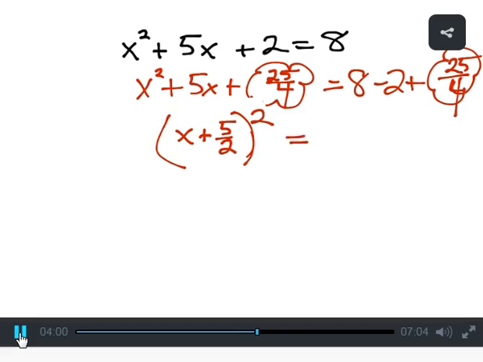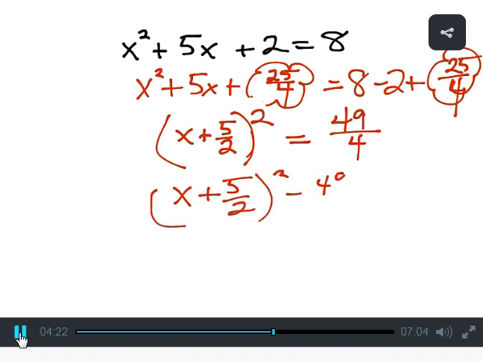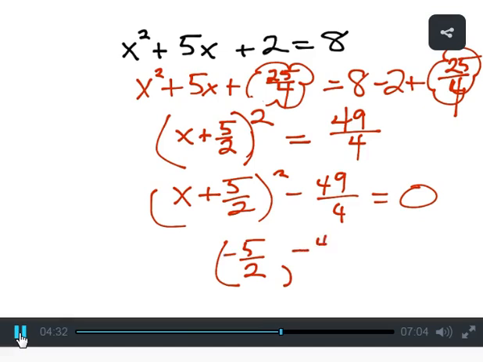Now let's do this other side. 8 minus 2 plus 25 over 4. And if I'm terrible at fractions, I can get my little handy-dandy calculator out and get 49 over 4. So my vertex, let's move this back over, x plus 5 over 2 squared minus 49 over 4 equals 0. My vertex this time is negative 5 over 2 and negative 49 over 4.